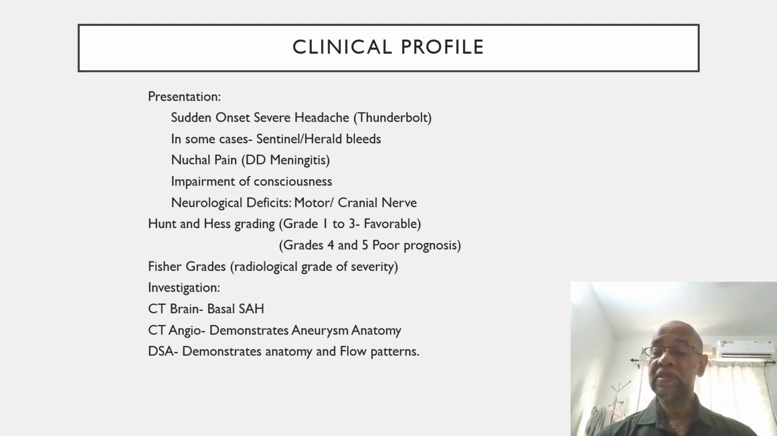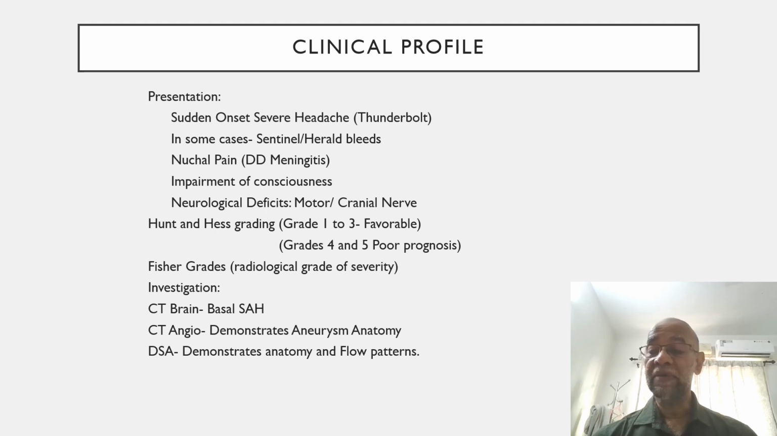The clinical presentation is classical: sudden onset severe headache, which is called a thunderbolt headache because of the suddenness and the severity. In some cases, before the actual thunderbolt, the patient might have episodes of minor headaches, which are described as sentinel bleeds or herald bleeds. That is, a small bleed has occurred, which is probably ignored because the headache was not severe. A major subarachnoid hemorrhage is associated with nuchal pain, often producing a diagnostic dilemma with meningitis.